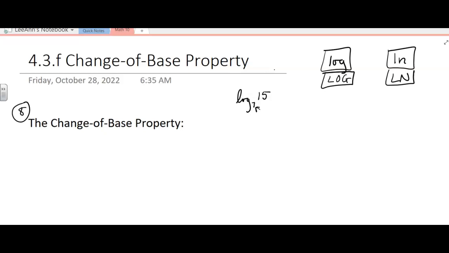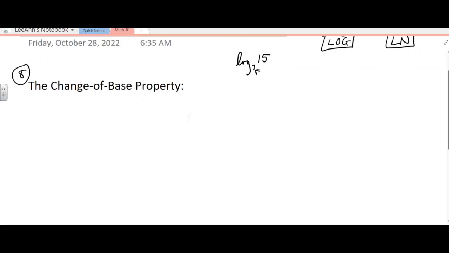I don't have a base 7 button, and I don't have a button that allows me to put in the base. So it's that way on my $15 calculator, and it's that way on my $100 calculator. Anyway, if I want to figure out a decimal approximation, I have a way to do it, and it's called the change of base property.